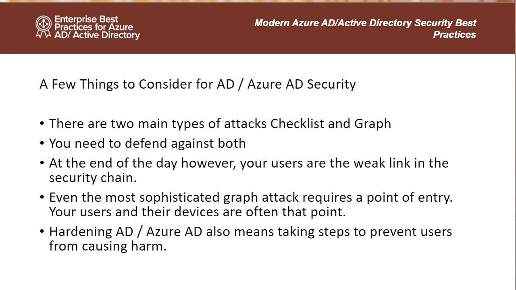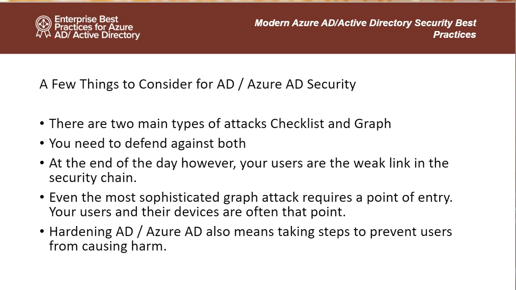Now, one of the things that I want to begin with is by talking about some of the types of attacks that occur against Active Directory, because it's really tough to talk about security unless you first know what the threats are that you're trying to secure against. Makes sense, right? So when it comes to attacks against your Active Directory, there are really two main types. And the terms that I'll use for this, and these are my own terms, I'm not sure that they're necessarily industry-specific terms, although they may be. But the two main types of attacks are what I like to call checklist attacks and graph attacks. And it's important to defend against both.